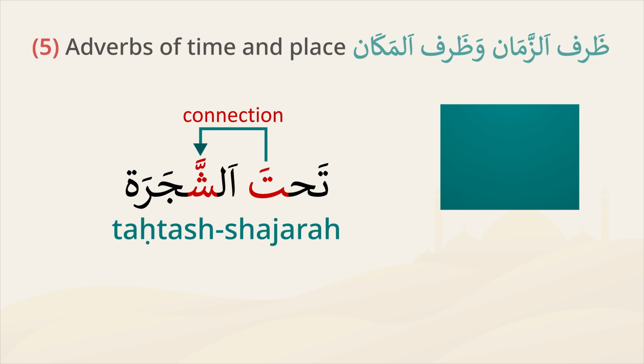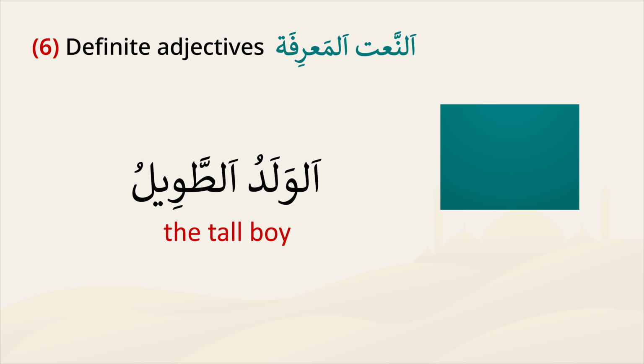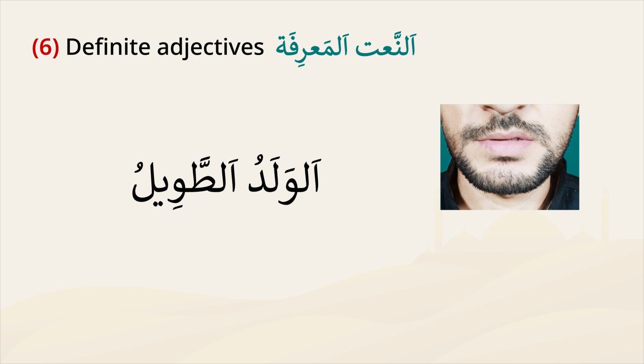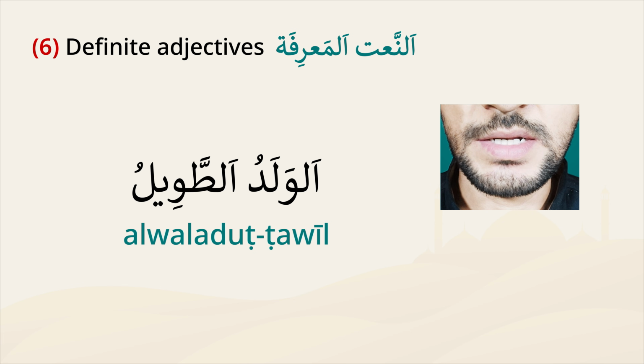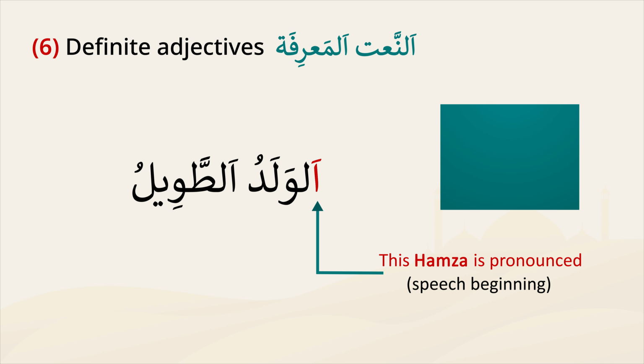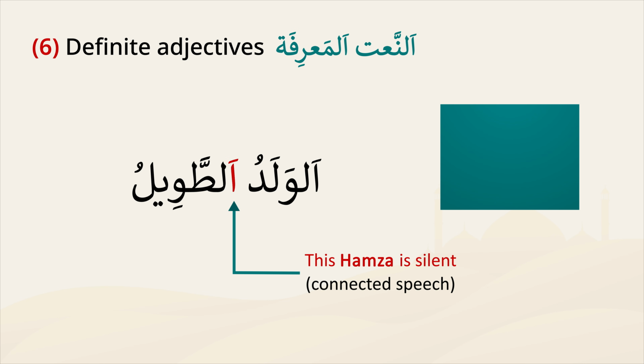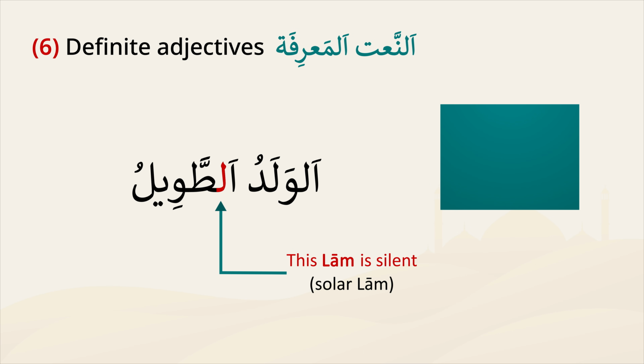Case number 6 is about adjectives when its noun is definite, as in this phrase, which will be pronounced as الولد الطويل. We have two definite articles here. The first Hamza is pronounced because it's at the beginning of the speech. The following lam is pronounced because it is lunar. The second Hamza is silent because it's in the middle of the speech, and the following lam is also silent because it is solar.